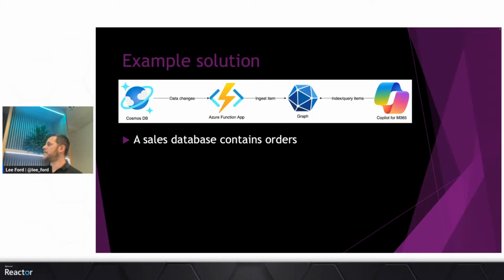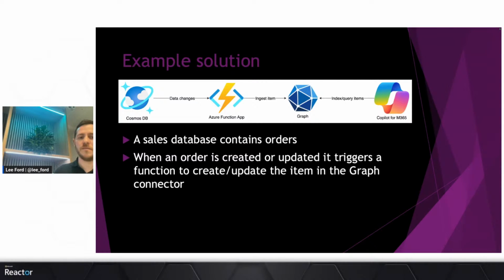And then every time the sales order is updated or created, we have a trigger set on the function app to go, oh, the data's changed in Cosmos. I've now got a new item being created or changed. We need to do something with it. So it then triggers the Azure function to create or update the item in Graph. So someone goes onto a website, orders something, that gets put into Cosmos DB, that triggers a function app, and then that data gets put into Graph.